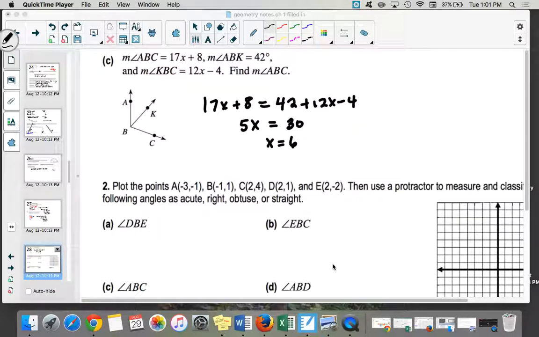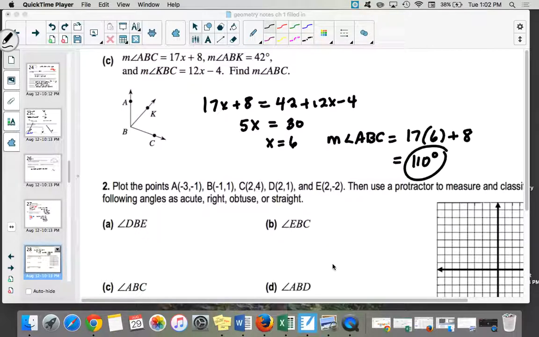And now this is one of those two-part questions that says the measure of ABC is what we're supposed to find. So we go back and we're like, well, ABC was 17x plus 8, so I'm going to do 17 times 6 plus 8. So what did you guys get for that? 110? Everybody agree? All right, good.